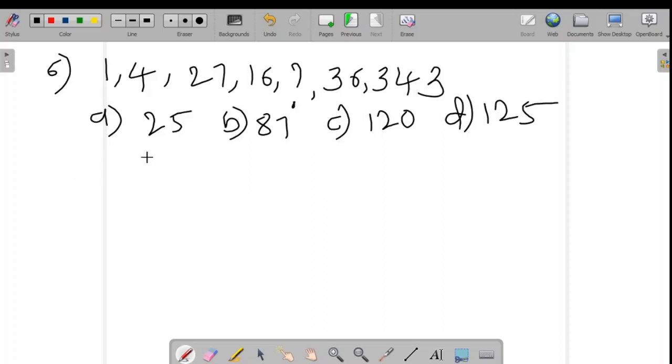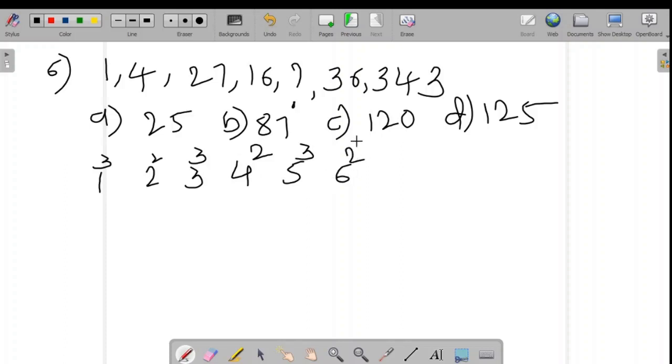So let us try to observe this. What is this? 1 to the power cube. Next, 2 to the power square, 3 to the power cube, 4 to the power square, 5 to the power should be cube, because for odd numbers it is cube, even number square, odd number cube, even number square, odd number is cube.